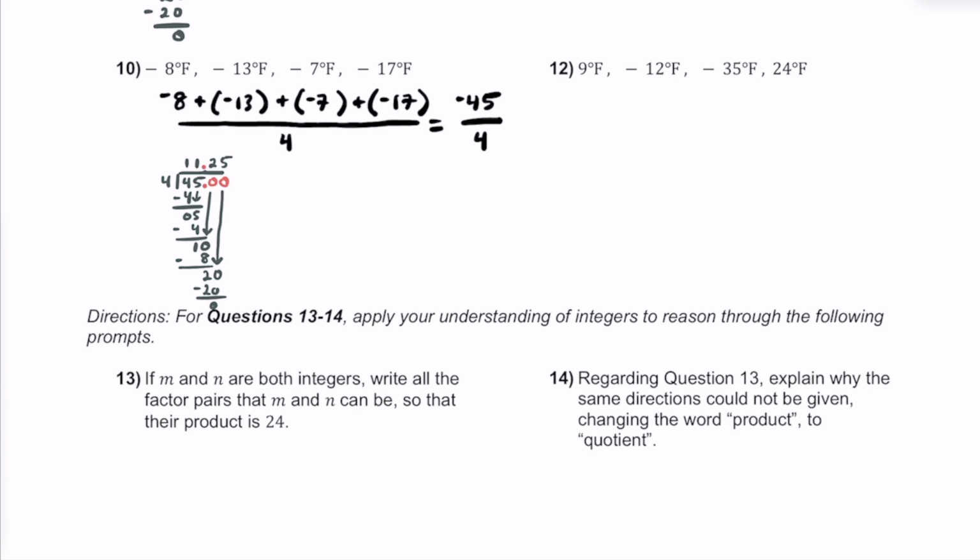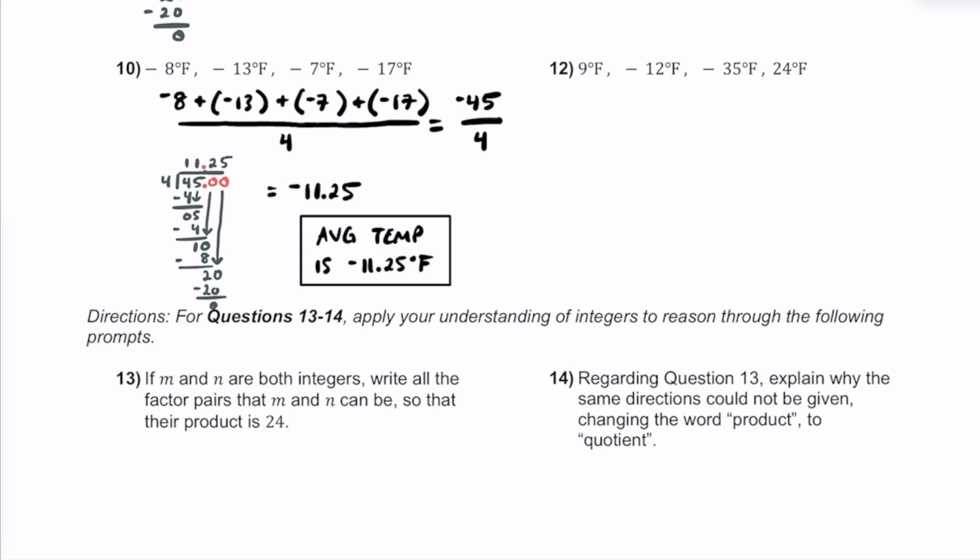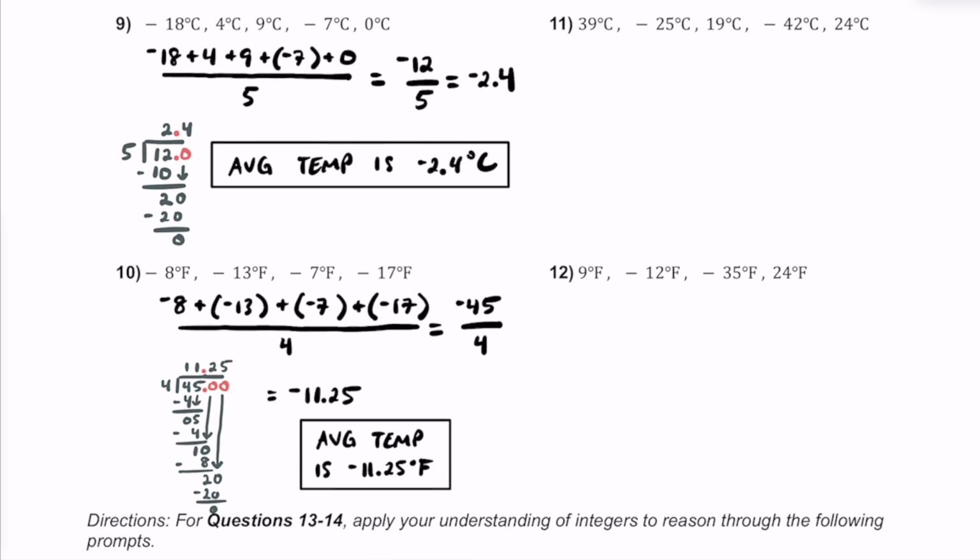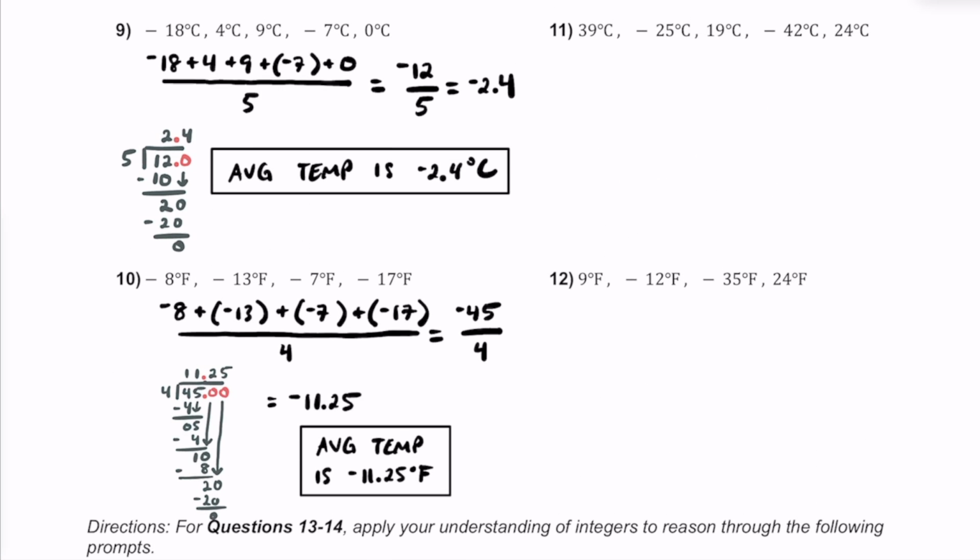All right, so that would be the calculations you would go ahead and write. And we go ahead and say that this right here would be negative 11.25 degrees. So between these 4 negative temperatures, the average would be negative 11.25 degrees Fahrenheit. All right, let's check out number 11. For number 11, looks like we have 5 different temperatures here.